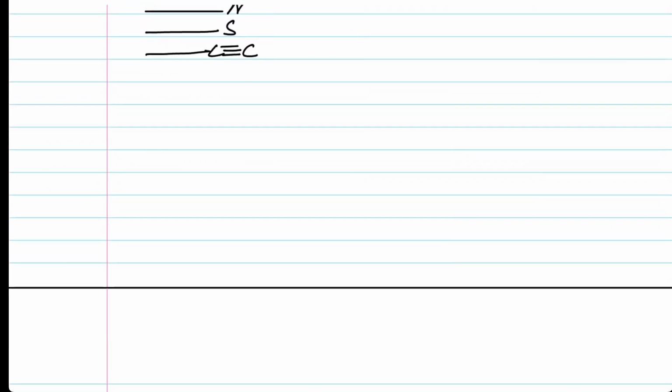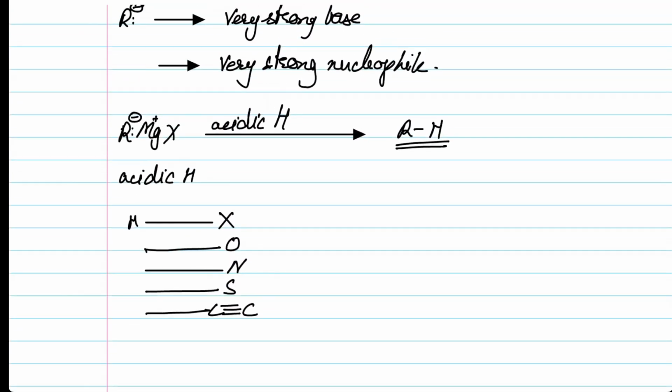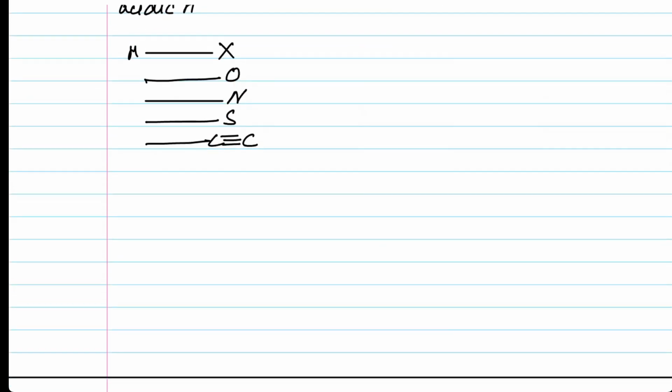In any other case where the acidic hydrogen is not there, the Grignard reagent is going to attack on the electrophilic center, that is, a center which has an electron deficiency where the nucleophile will be able to attack. So now let's consider how the Grignard reagent will react with various species.